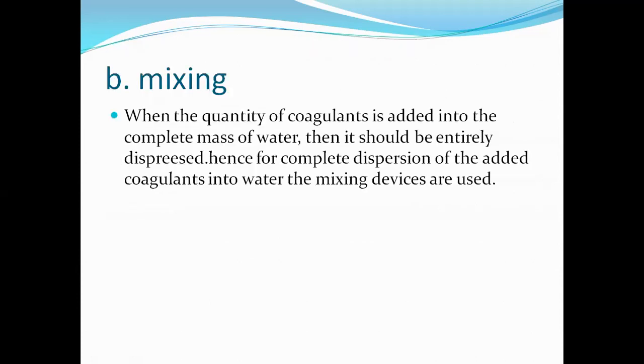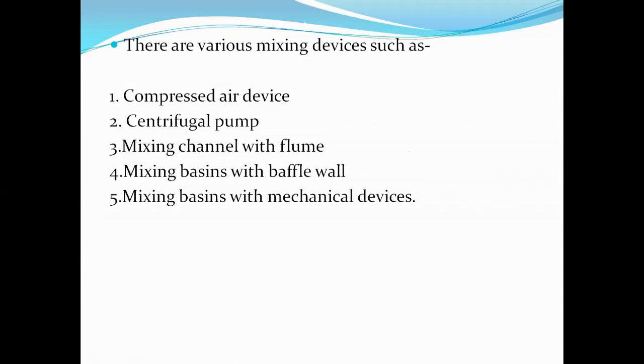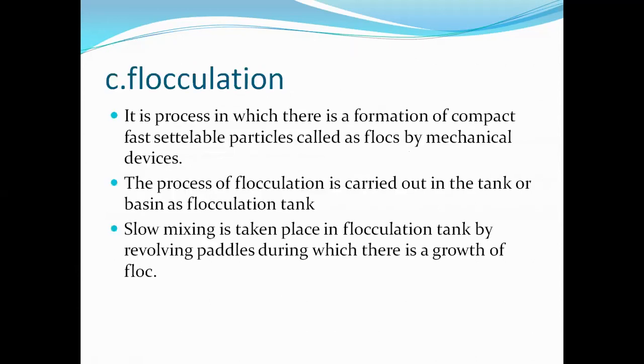What is the mixing? The quantity of coagulant is added into the complete mass of water. Then it is mixed into the water with the help of some mixing devices. This is the process of mixing, and there are five devices which can be used for mixing of coagulant into the water. Now, after mixing, the third process is flocculation.